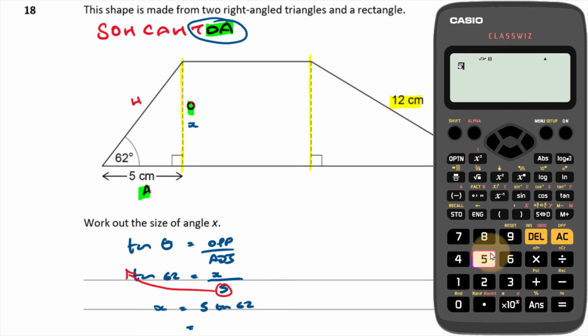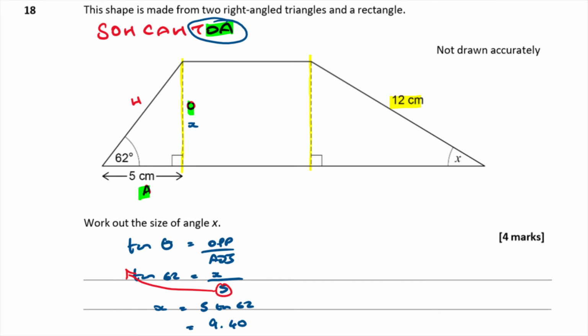What's that? 5 tan 62. That's 9.40. I'm just going to leave that calculator display to one side. I'm going to reuse it again in a minute. Now, in the next triangle, I now know this side here, X, which is 9.40. And that is the opposite, isn't it? It's opposite angle X. 12 is the hypotenuse.